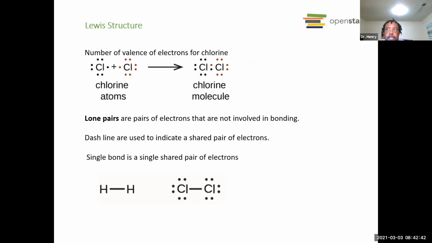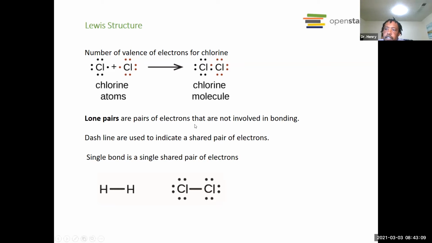It has a complete shell. So chlorine also wants to try to have 8 around it. Right now, chlorine has 7. But if it shares that one electron with the other chlorine, then it has 8. So it comes together by sharing that one electron. They each donate 1 electron to share. So if we count the number of electrons around chlorine now, you have 2, 4, 6, 8.